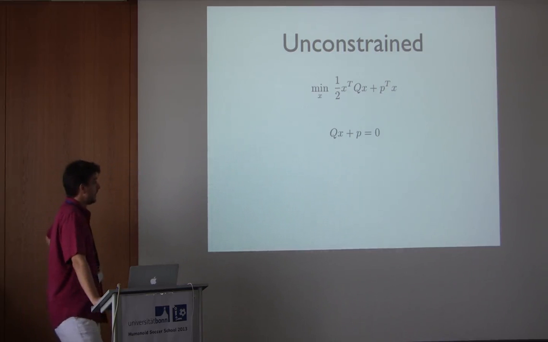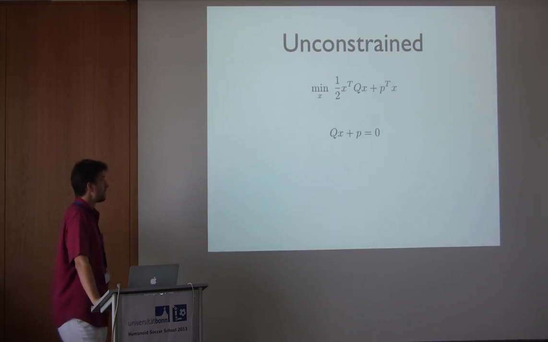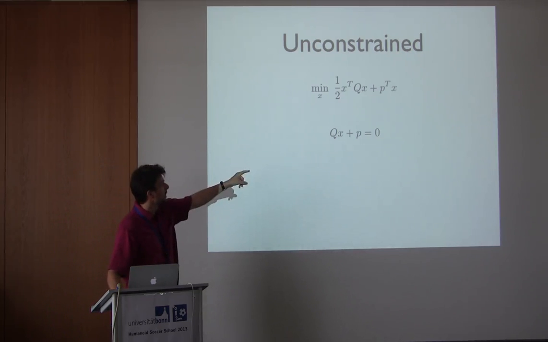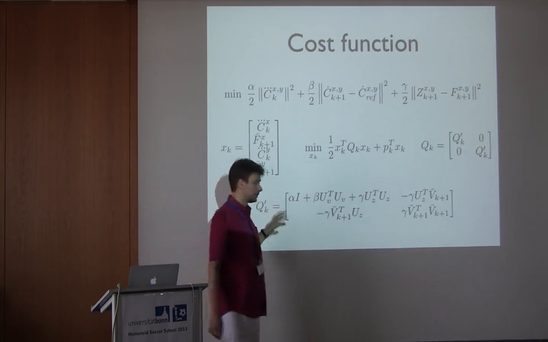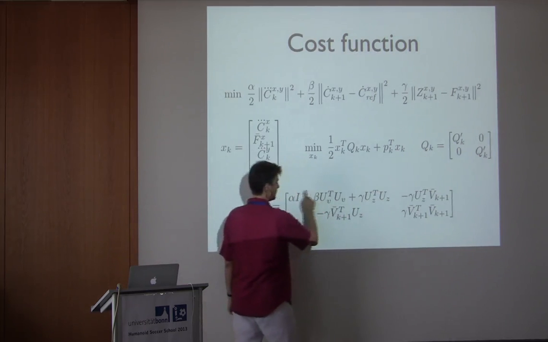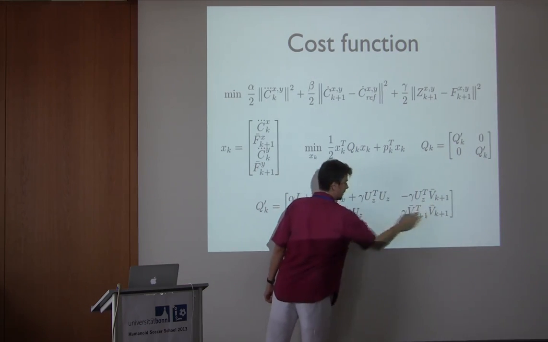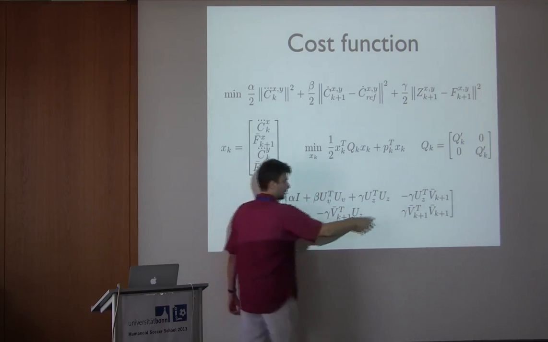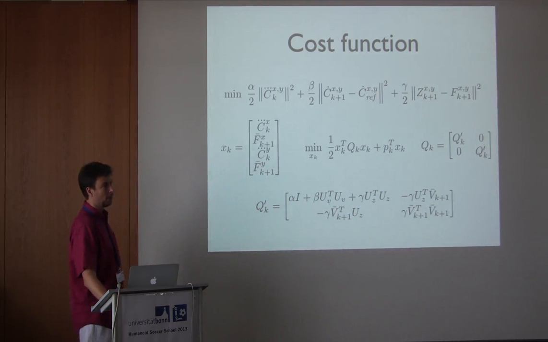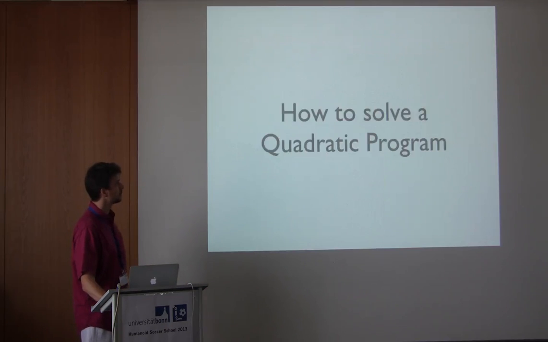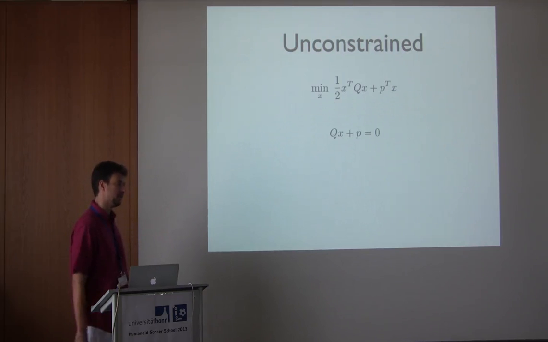It's a simple problem to solve. You have to solve a system of linear equations. Moreover, this matrix Q that we have here is mostly constant. All these things here are constant. Only these parts are changing, and that's a small part of the matrix. So it means that you can already pre-compute most of what you need to solve this system.